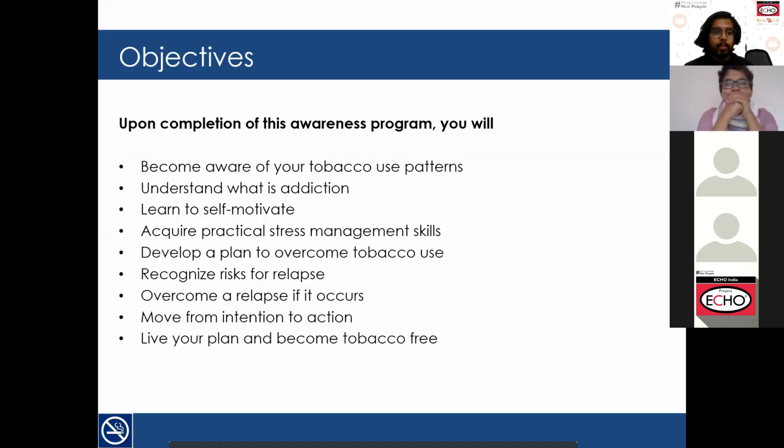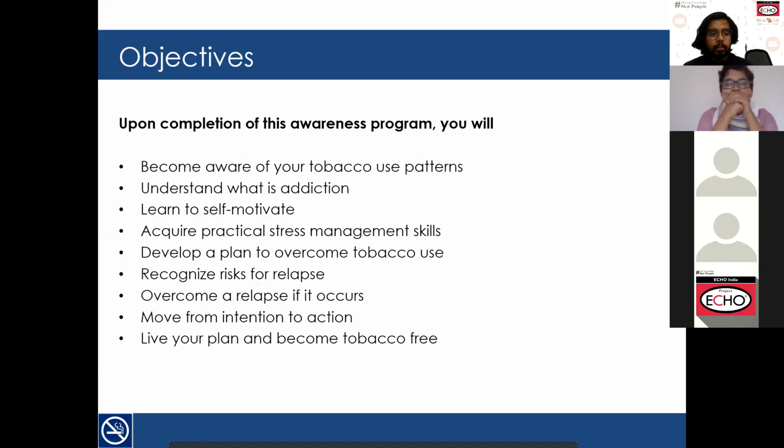The objectives are as follows. The workers will become aware of what the patterns of using tobacco are. They will understand what the meaning of addiction is. Some might not even be aware that they're addicted to a certain thing. Then they will learn how to self-motivate towards a path of de-addiction.